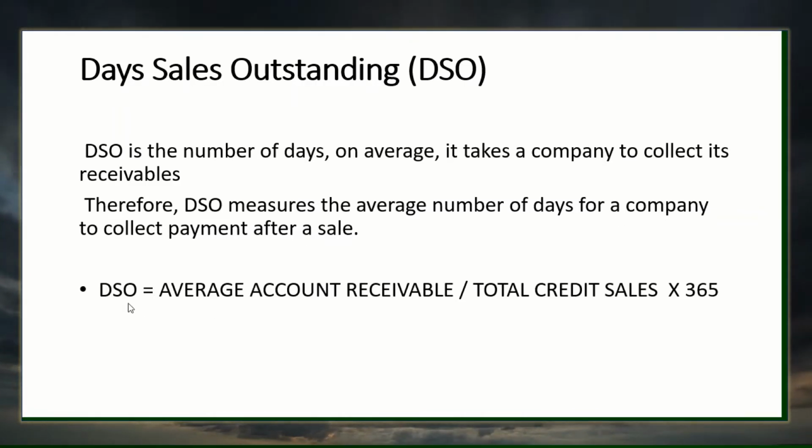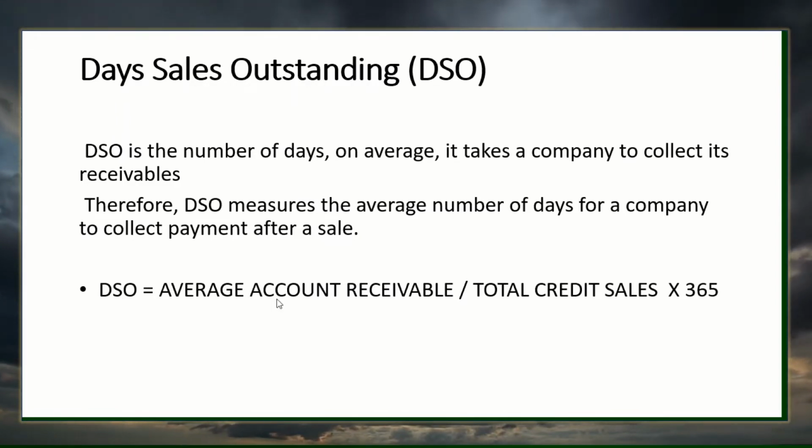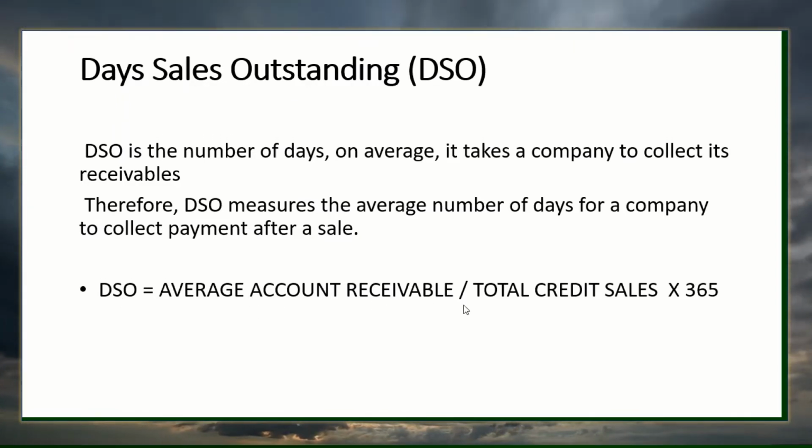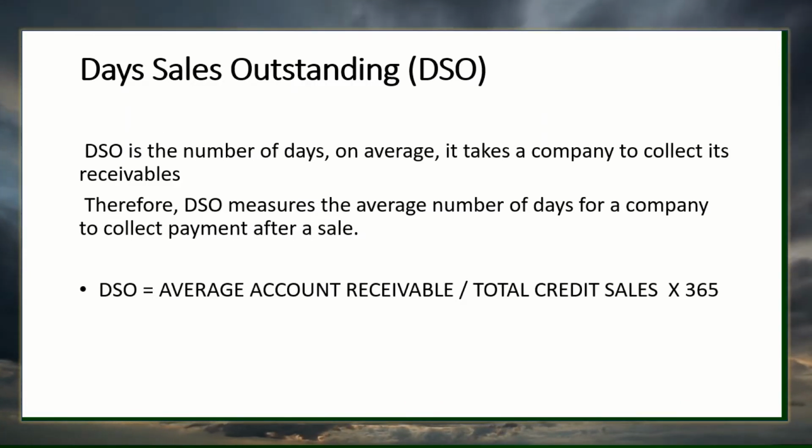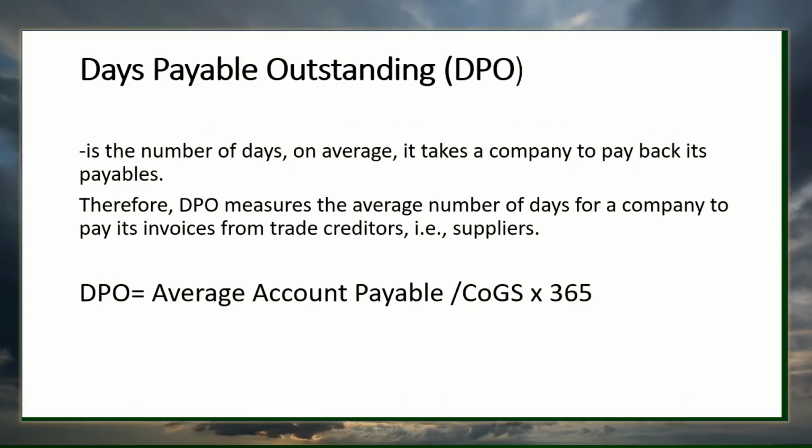So its formula is simply we divide average accounts receivable in a given period by total sales or revenue, and then we multiply by 365. It's very simple and easy to understand, I think.